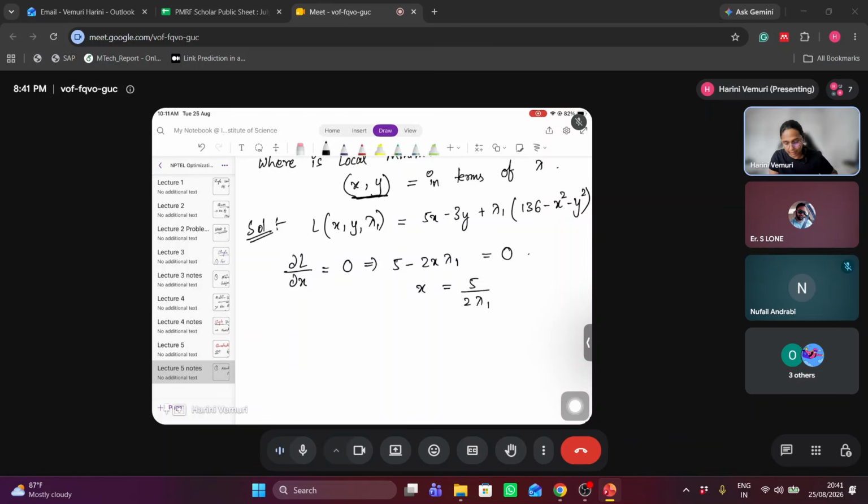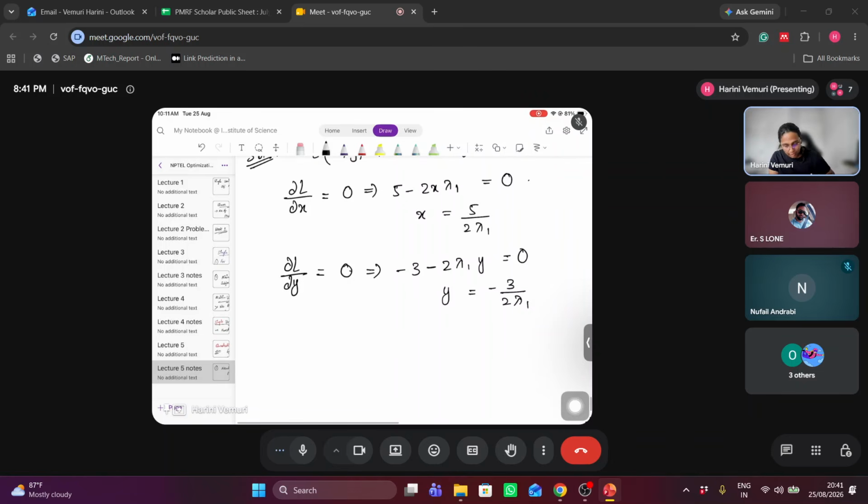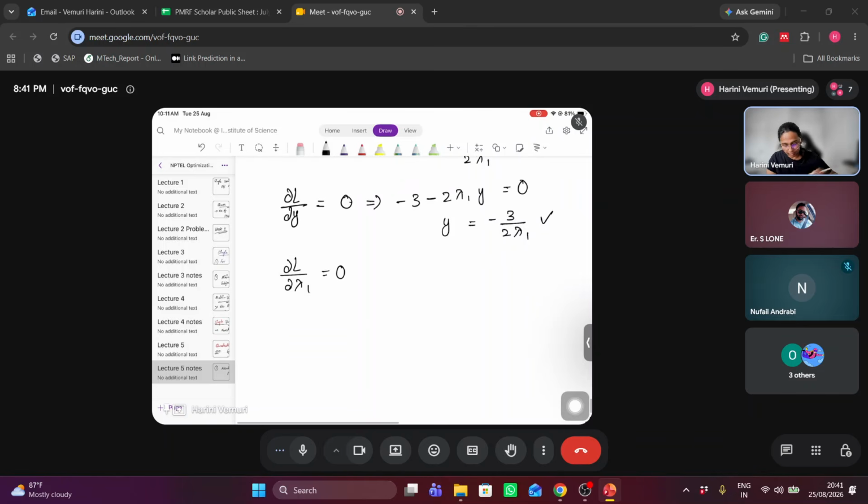Okay, lambda or lambda 1, anything is fine. So the next condition is dou L by dou y is equal to 0. So it's minus 3, minus 2 lambda 1 into y is equal to 0. So y is equal to minus 3 by 2 lambda 1. Okay, and the other condition is dou L by dou lambda 1 equal to 0. But I just asked, we already got these two, what will be the x comma y where the local minima exist in terms of lambda.